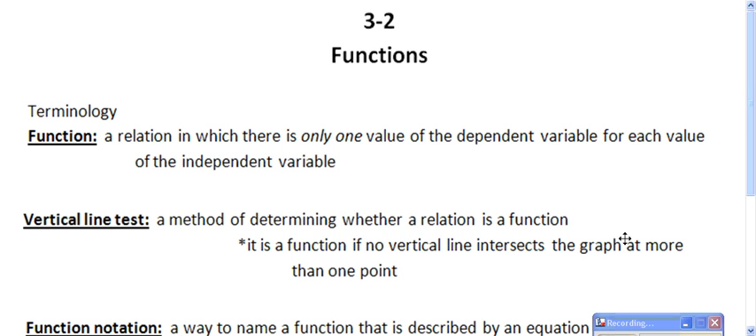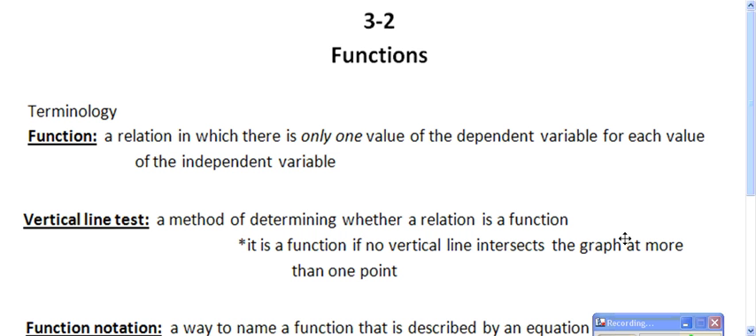Lesson 22, 3-2 notes: functions. A function is a relation in which there is only one value of a dependent variable for each of the independent variables. We're going to be able to determine by looking at graphs, equations, and ordered pairs if they are functions or not.